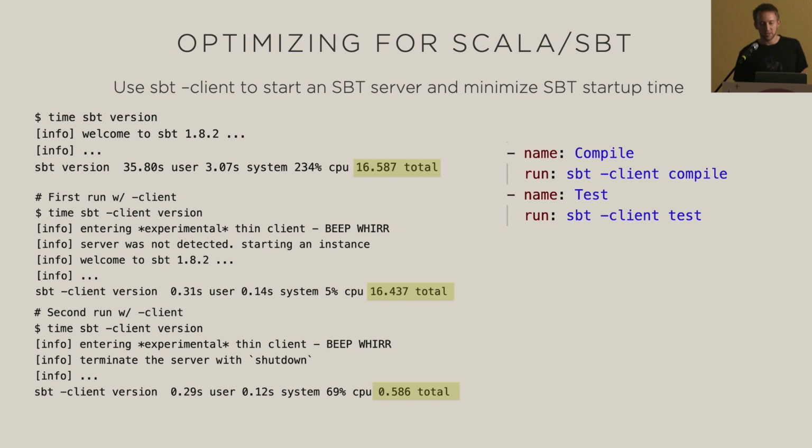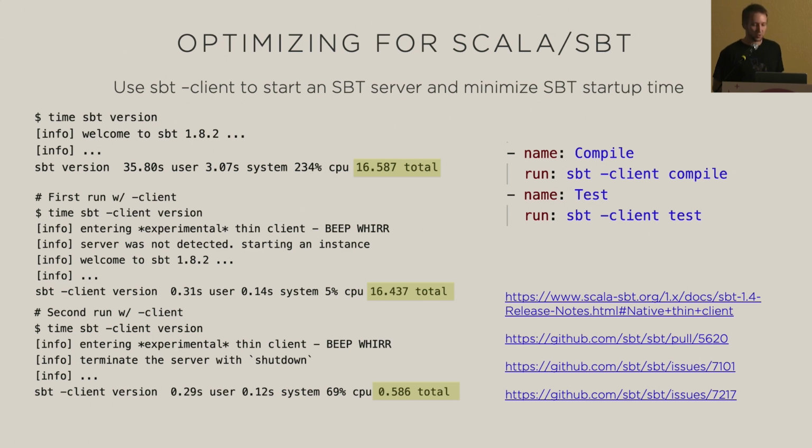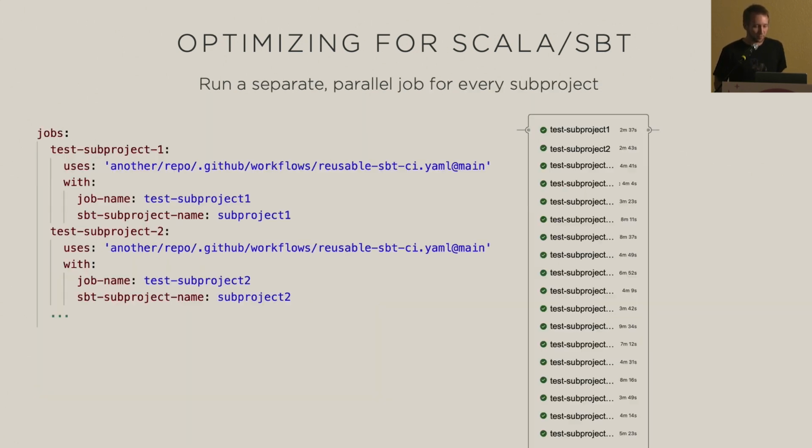The way we use this is we essentially just add this -client flag to each of our commands. Again, this makes it nice because we can split up the workflow into individual steps, so you can tell exactly what failed, and we're not paying this penalty of a very long startup time with SBT. Here are some links if you're interested in digging into this.